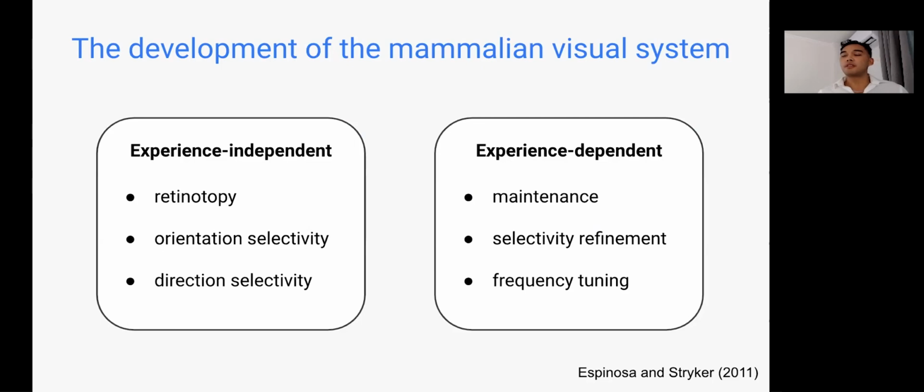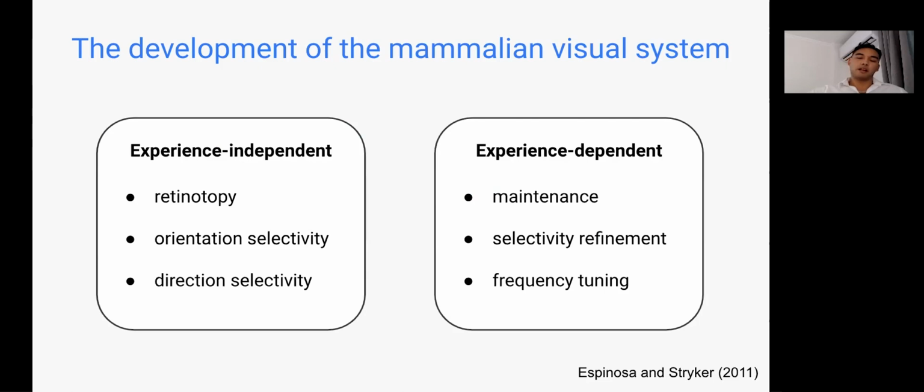So here's a set of functions that emerges during development. And it turns out for the really core functions, which are on the left, you don't actually need vision at all. A lot of the core visual circuitry that does the functions that we're familiar with, like orientation selectivity and direction selectivity, emerge without the need for visual experience. And we know this because by the time a mammal's eyes open, like during development, these properties are already well formed in the visual system.